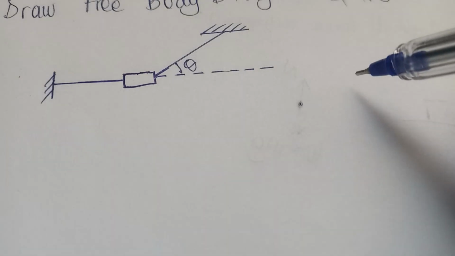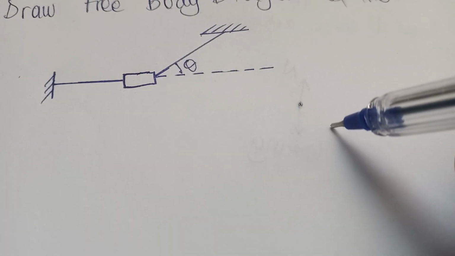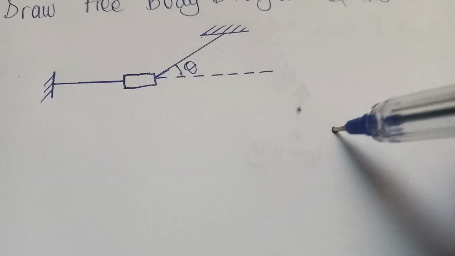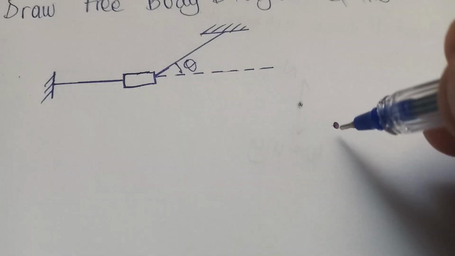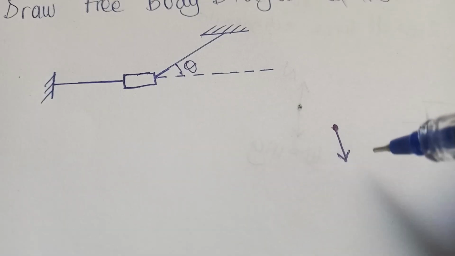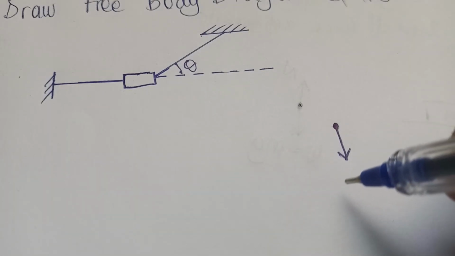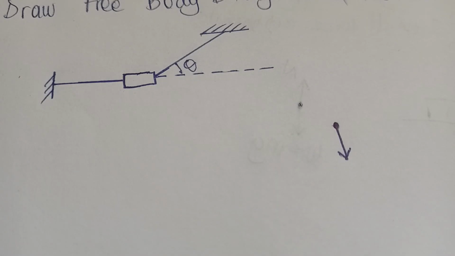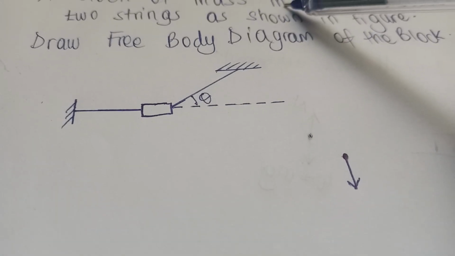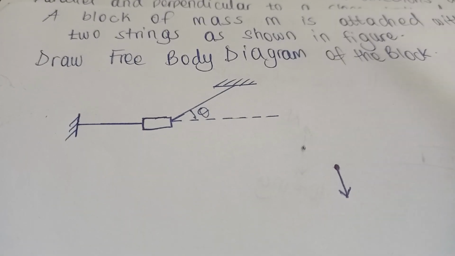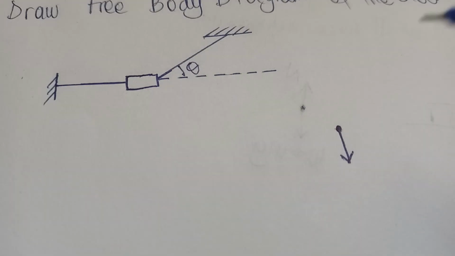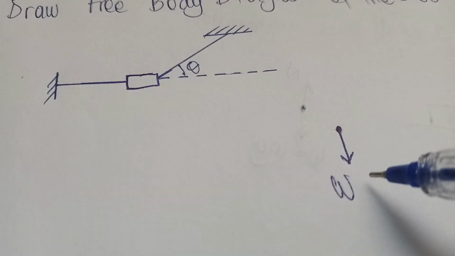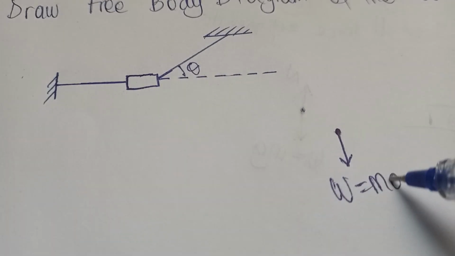Very easy. Let me draw it somewhere down here. So this is the block. Bring it as a point, that's the center of mass of that block. Okay, let's start with the obvious force. Of course, there is the weight mg, because we are told the mass of that block is m. So its weight equals mass times g.